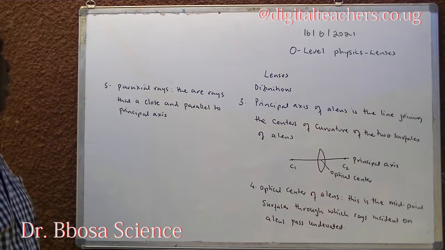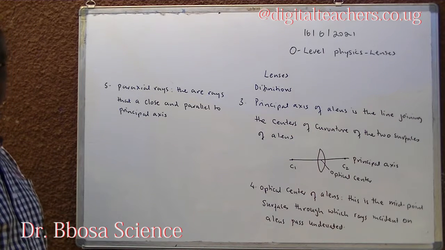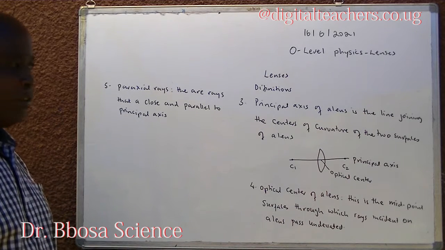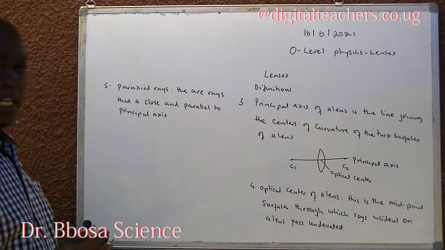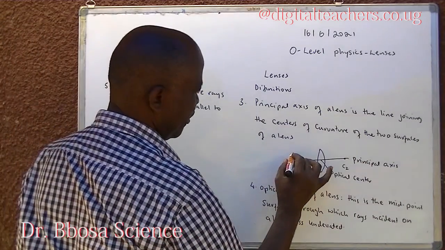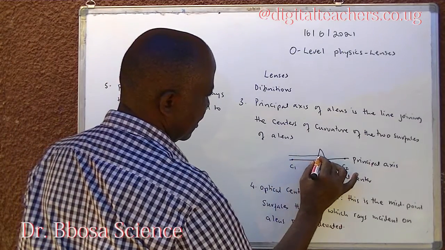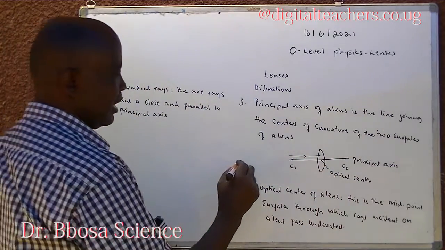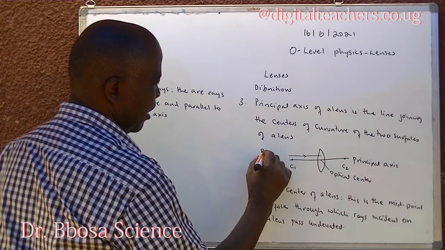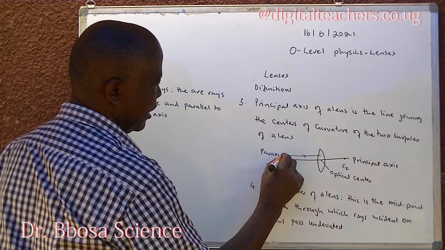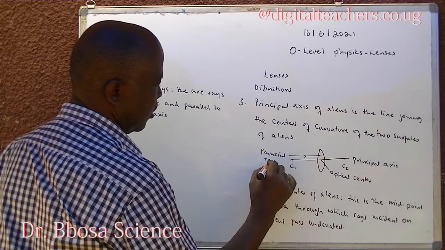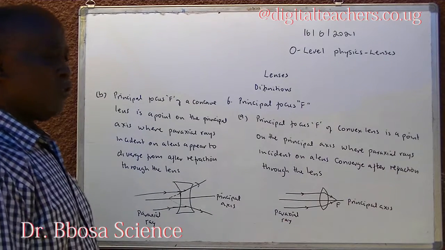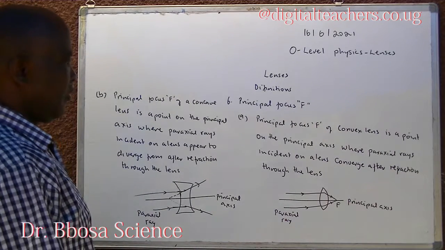5. Paraxial rays are rays that are close and parallel to the principal axis. So if this is a ray close and parallel to the principal axis, then it becomes a paraxial ray.